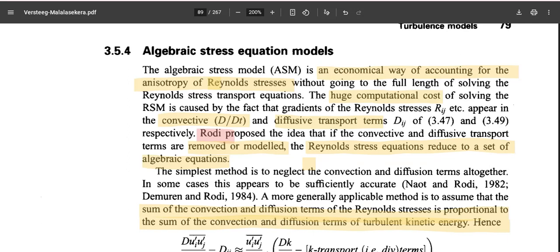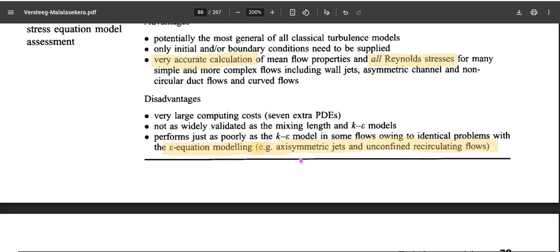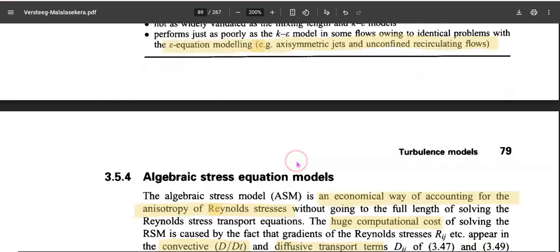However, we also identified its limitations: it is computationally expensive and it is not as well validated as the k epsilon model. There are still limitations even when those equations are solved directly, in flows like unconfined recirculating flows.